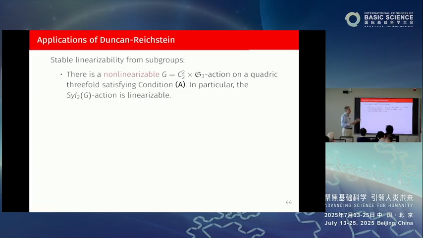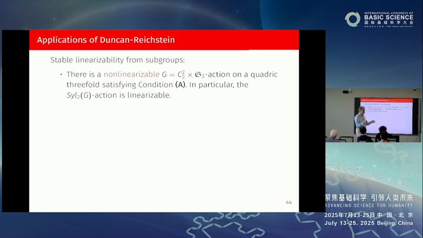Now, here are some basic results. You can have a quadric threefold with an action of C2 squared times S3 that's not linearizable, but satisfies condition A. Now, Duncan and Reichstein tell us that stable linearizability can be read off from the 2-Sylow subgroup for quadrics, and the 2-Sylow subgroup here is going to be C2 cubed, and condition A means there is a rational point, there is a fixed point. That means that for the 2-Sylow subgroup, it's linearizable. So by the theorem, it's stably linearizable.